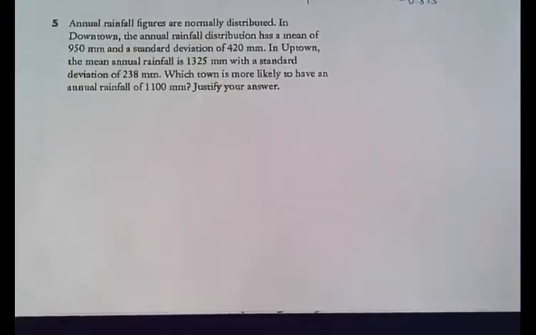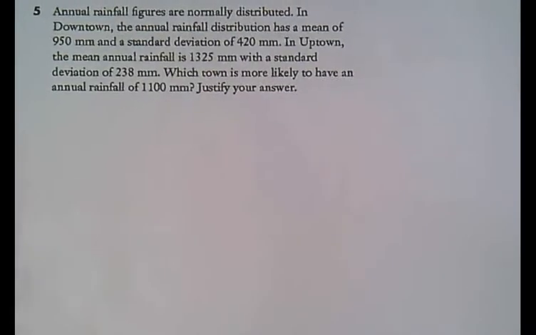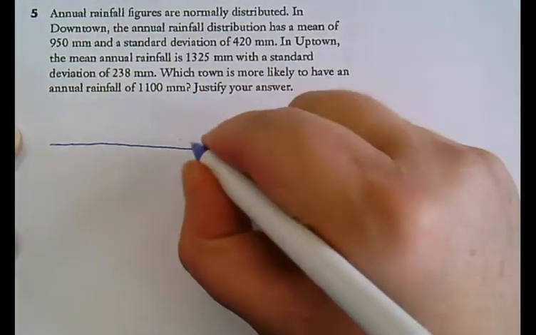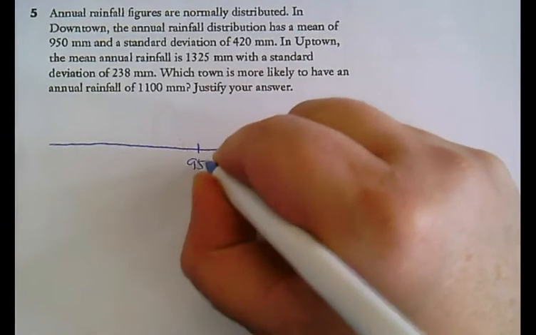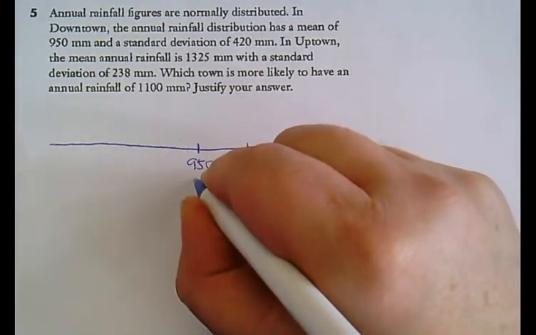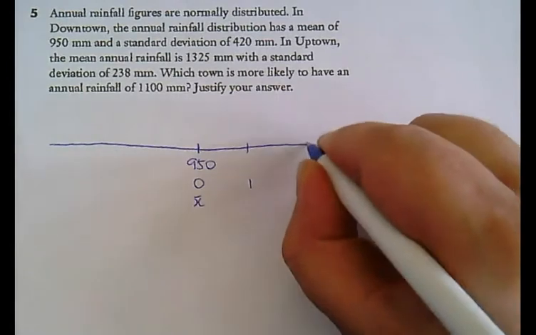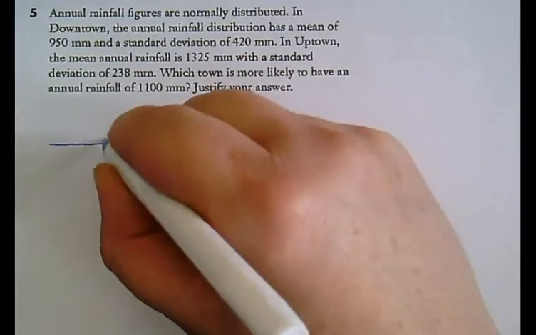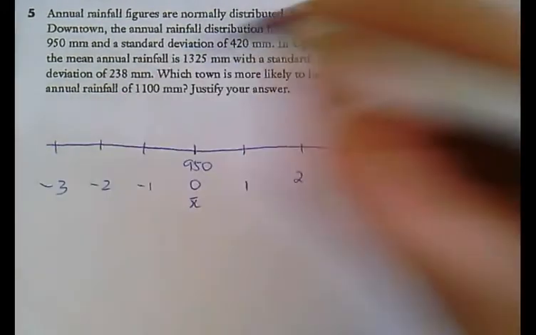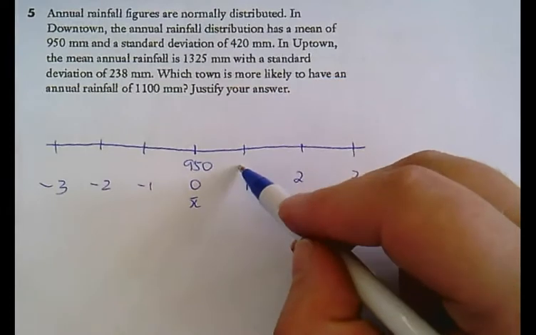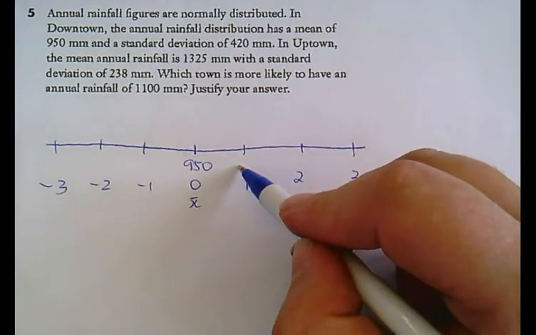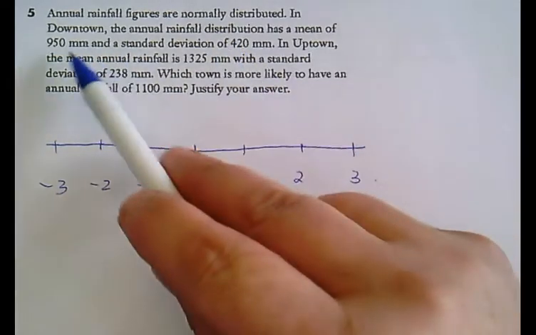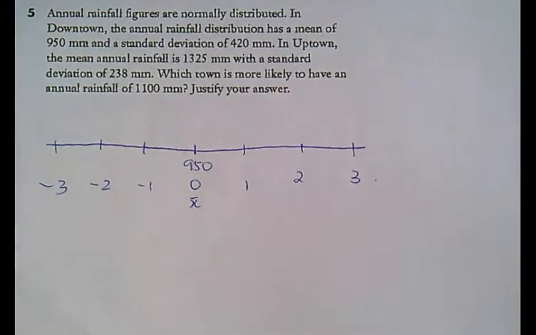Question 5 here. Okay, annual rainfall figures are normally distributed in Downtown. The annual rainfall distribution has a mean of 950 and a standard deviation of 420. So that's your mean, and a standard deviation of 420. Now I'm just going to draw this so we get an idea, okay? So now we need to add 420. Oh, we're going to end up with a negative. You can't have negative rainfall, so it's a bit weird.